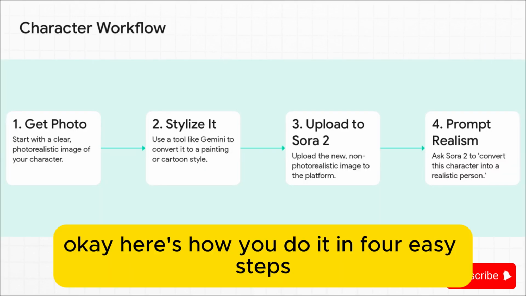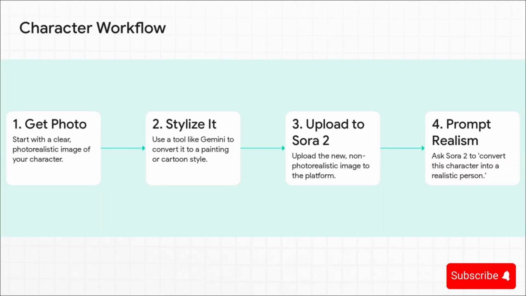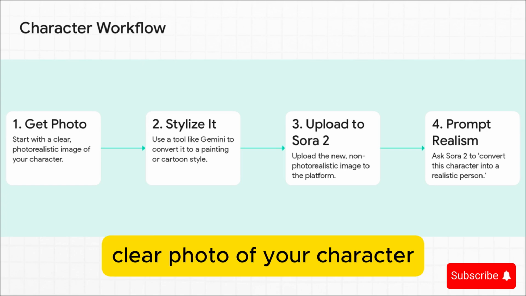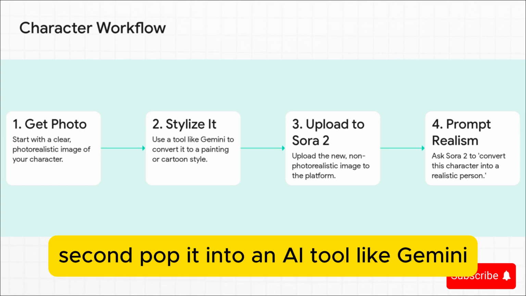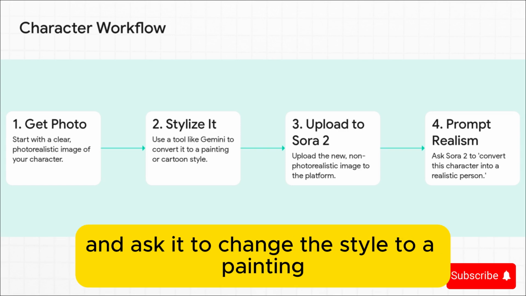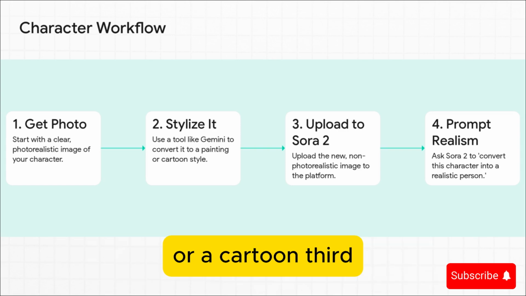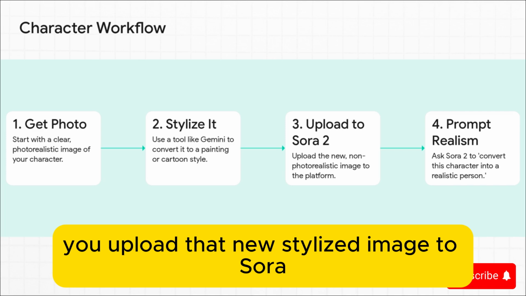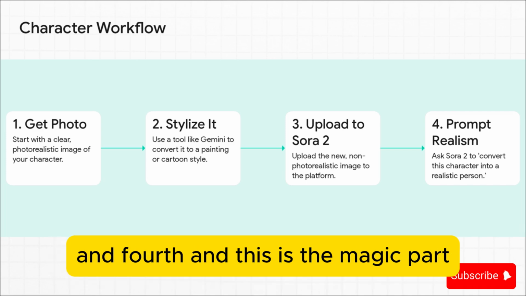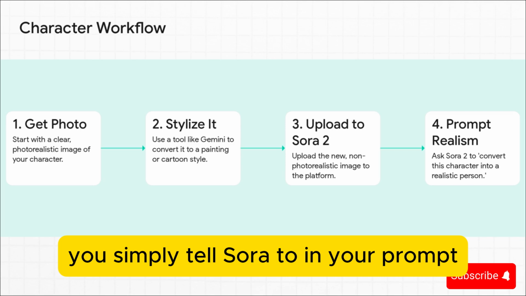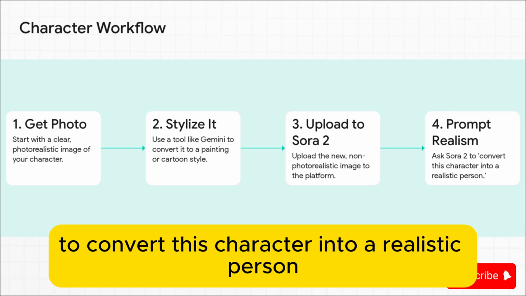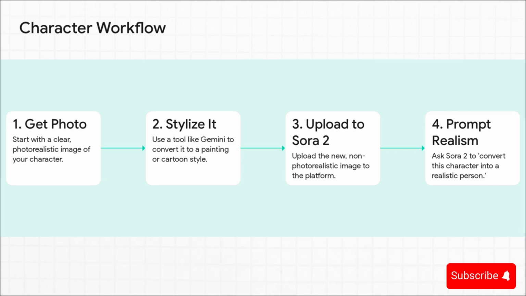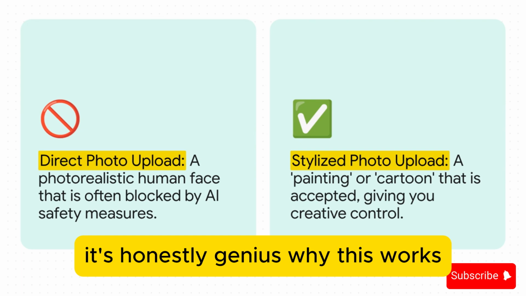Okay, here's how you do it in 4 easy steps. First, start with a good, clear photo of your character. Second, pop it into an AI tool like Gemini and ask it to change the style to a painting or a cartoon. Third, you upload that new stylized image to Sora. And fourth, and this is the magic part, you simply tell Sora in your prompt to convert this character into a realistic person.